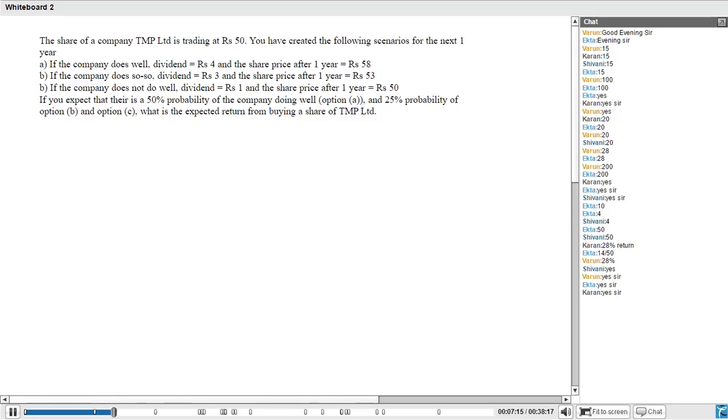In scenario A, how much dividend do I get? 4. And what is my capital gains? 8. So I make 12 on an investment of, how much did I invest in buying one share? 50. So what is my return in this case?